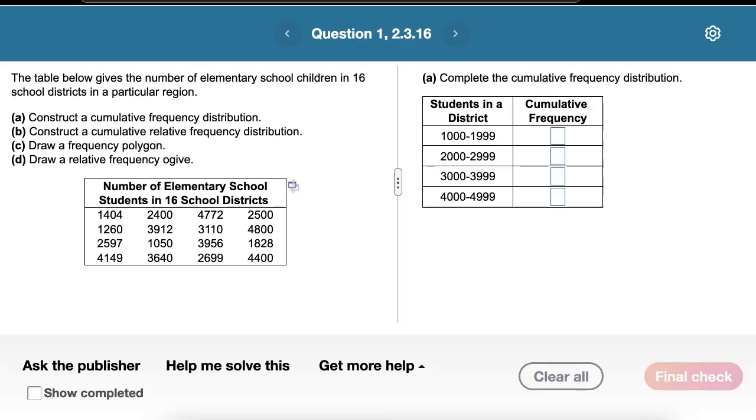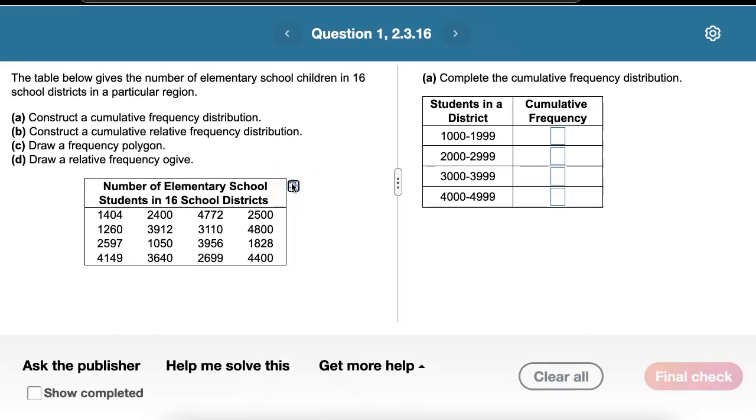In this example, we begin by constructing a cumulative frequency distribution by filling in this chart. A frequency distribution is just a count of the number of data within each class. So a cumulative frequency distribution is a count of data within that class and anything also included below that class. So when I look at this chart, this one is not organized or sorted in order.